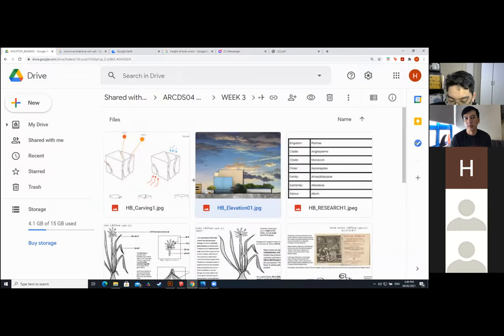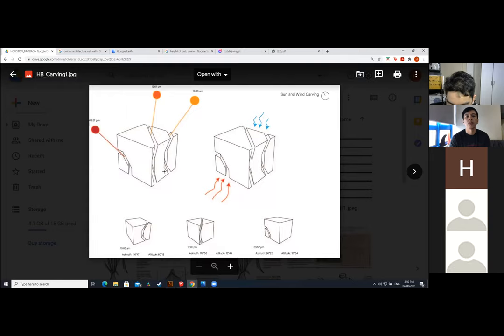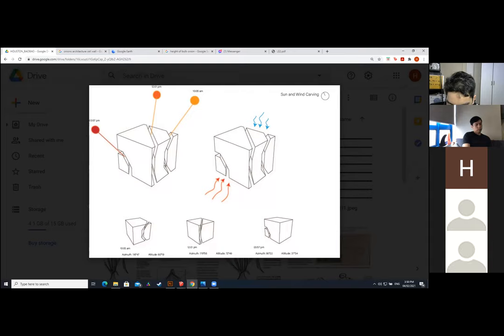So this one is my sun and wind carving. I cut it into three. The first one is 10 a.m. The second one is 12 p.m. And the third one is 3:57 p.m. It's like this because I want it to still have natural lighting when you look down, but not direct sunlight, for the sake of the onion, since it can't take direct harsh sunlight. So the light rays just bounce off below, so the light you get from the sun is not that harsh.